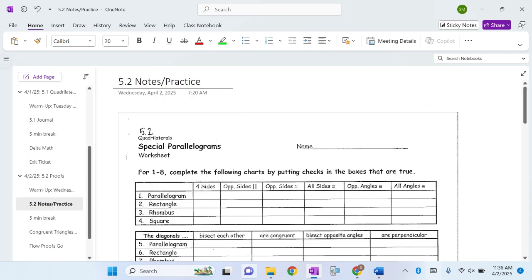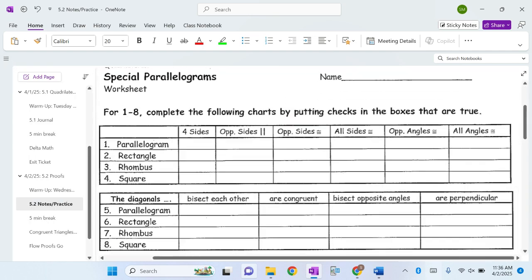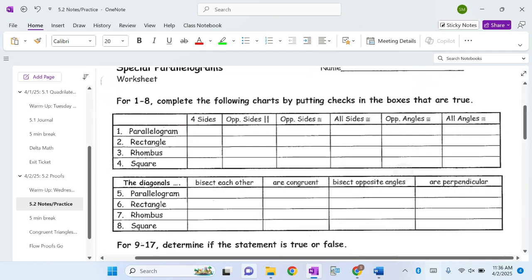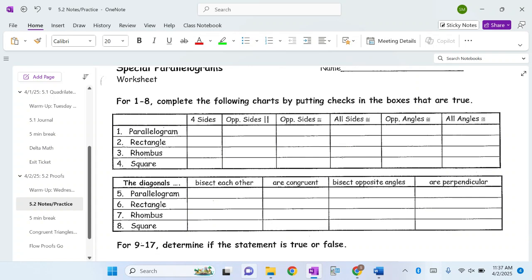So, looking at page 5, can someone hit the light for me, please? So again, we are going to fill in this chart together, and this all covers what we talked about yesterday.